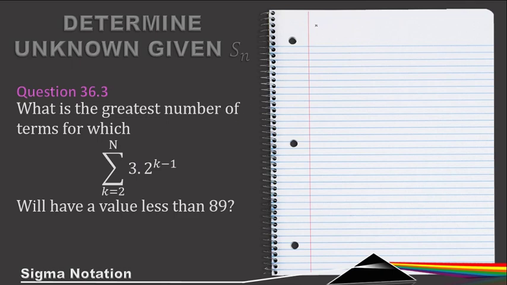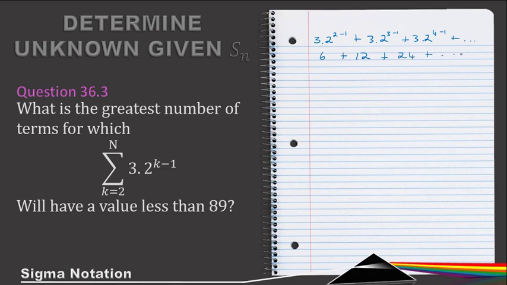Alright, so first of all, let's start with getting the first 3 terms. So we have 3 times 2 to the power of k, which is now 2, minus 1, and then plus 3 times 2 to the power of 3 minus 1, plus 3 times 2 to the power of 4 minus 1. Okay, so this is then 3 times 2 is 6, plus 3 times 4, which is 12, plus 3 times 8, so that's 24.